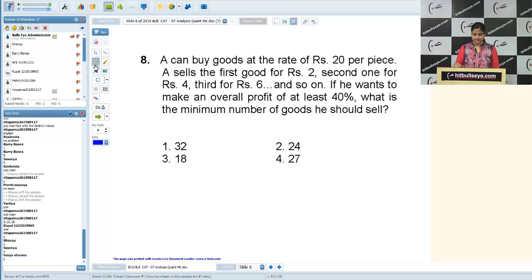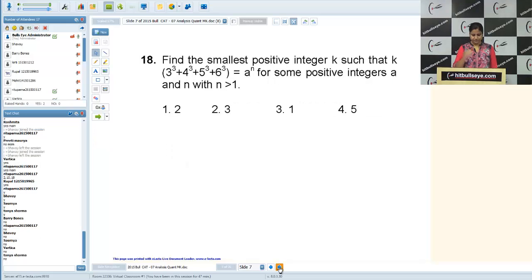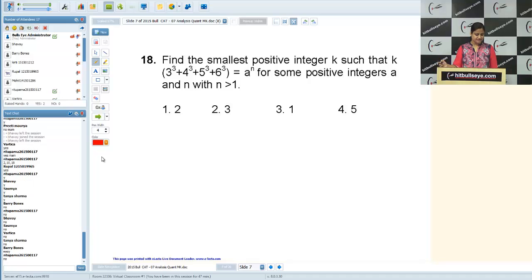Question number 8. Any problem in this? Okay, let us move. Question number 18. I don't know why many students have left this question, but it was very easy. Any problem in this question? Question number 18. If you want me to explain this question, please write explain. Yes, just Karan and Preeti.